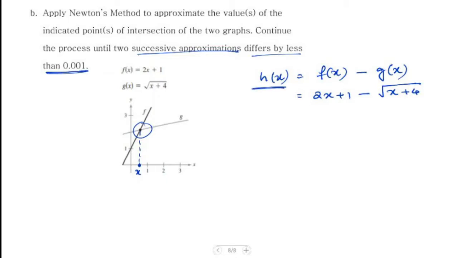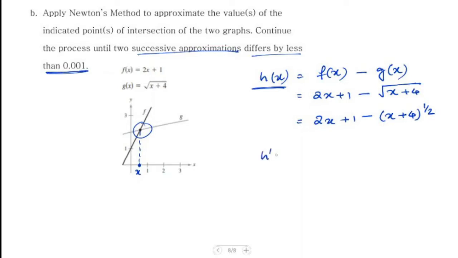And also we know for Newton's method we need the first derivative of this function. So to find the derivative, we'll rewrite the h of x in a way that is easier for us to differentiate. So we would write this as 2x plus 1 minus (x plus 4) to the power half. Square root is nothing but to the power half.